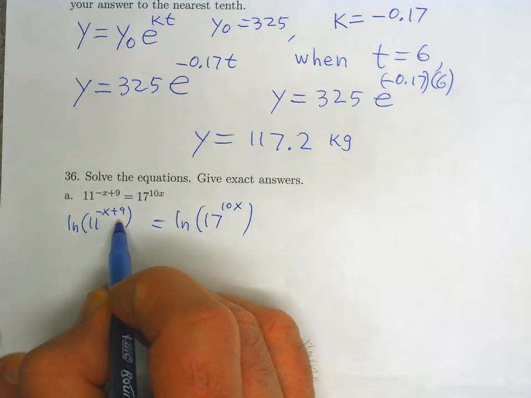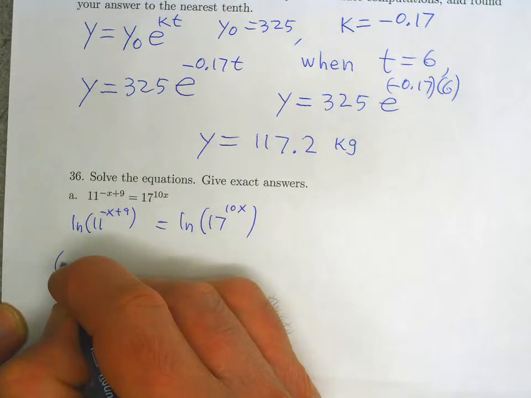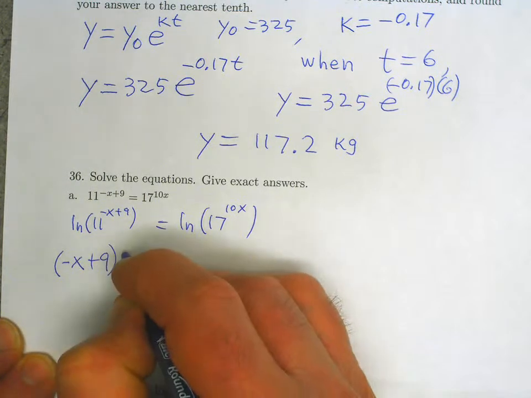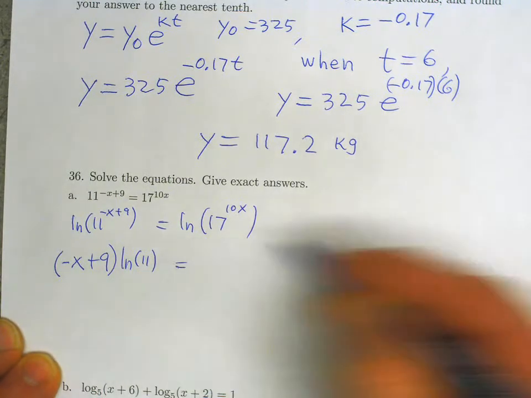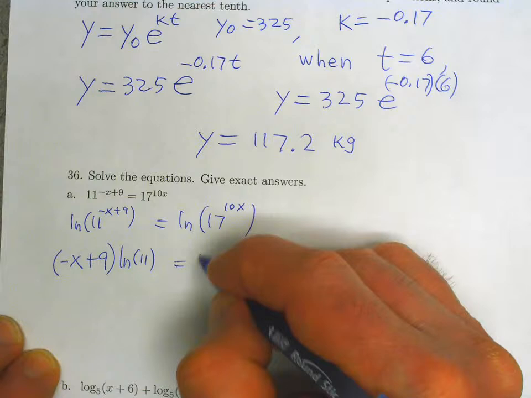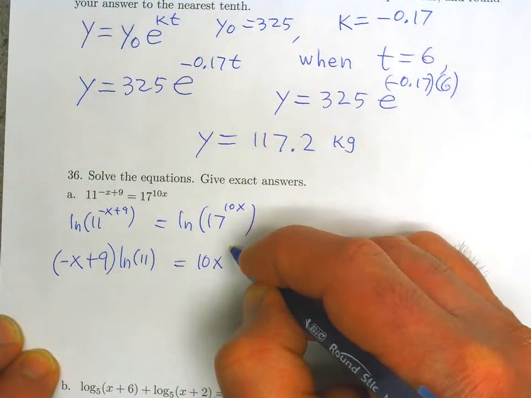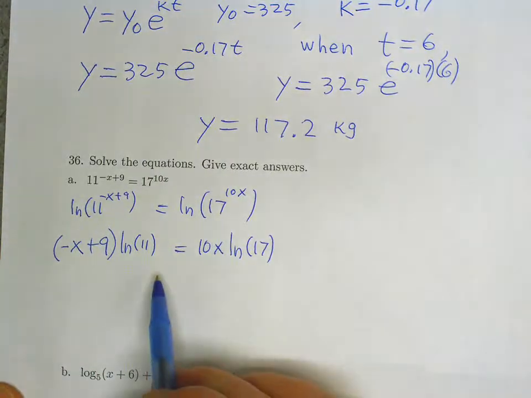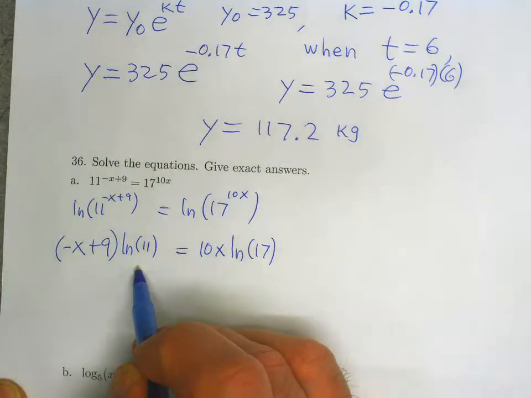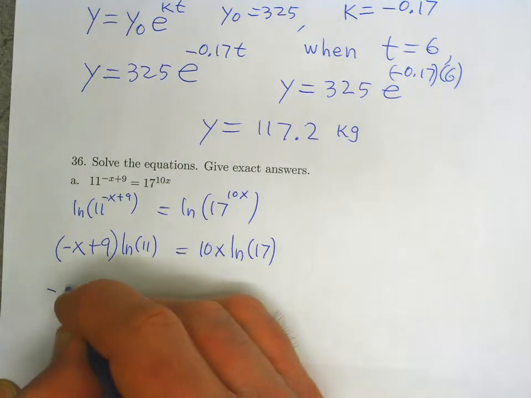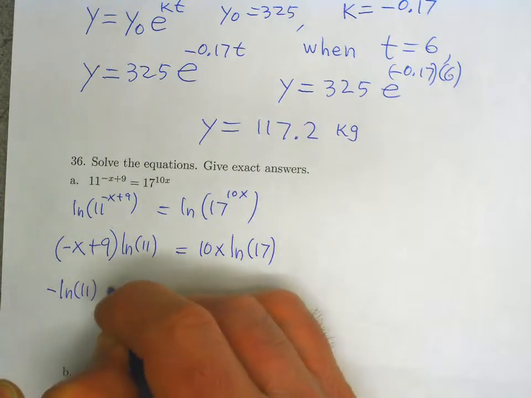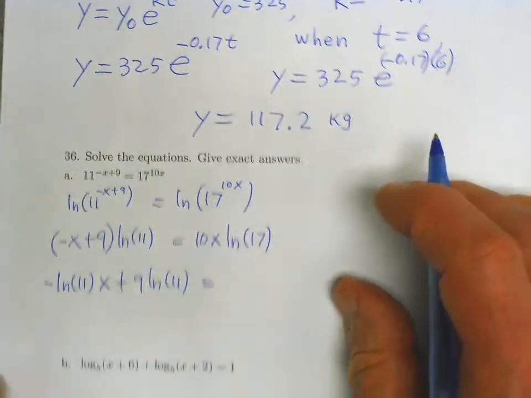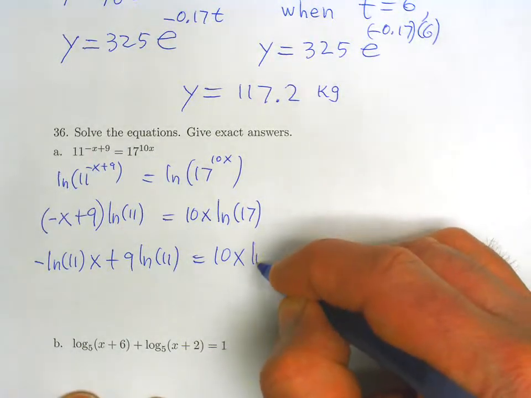This exponent, negative x plus 9, is a binomial, so when you bring that exponent out front, you should put it in parentheses, negative x plus 9 in parentheses, times the natural log of 11. And on the right-hand side, we can bring 10x to the front and multiply 10x times the natural log of 17. On the left-hand side, distribute multiplication by the natural log of 11, so we get negative natural log of 11 times x plus 9 times the natural log of 11 equals 10x times the natural log of 17.